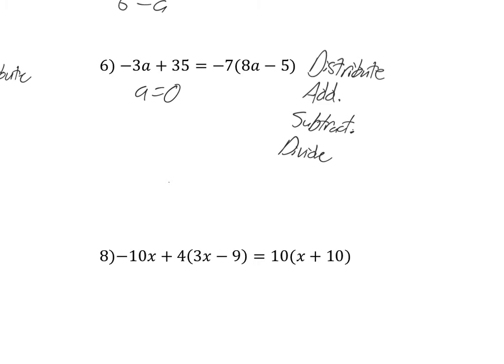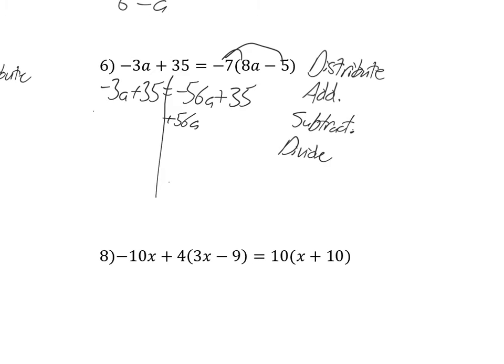Okay, so we should have gotten a equals 0, and we distributed, we added, we subtracted, and we divided. So let's double check how that works. Very first thing, we're going to distribute these because there are parentheses. So we have negative 3a plus 35 equals negative 56a plus 35. Cool. Then I went ahead and added the 56 to both sides, just because I wanted to get a positive answer at the end. So now I have 53a plus 35 equals 35.